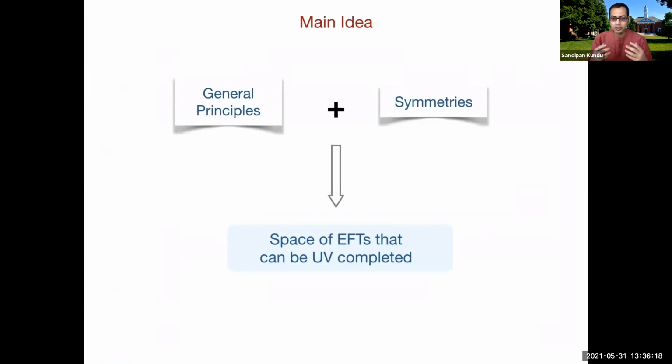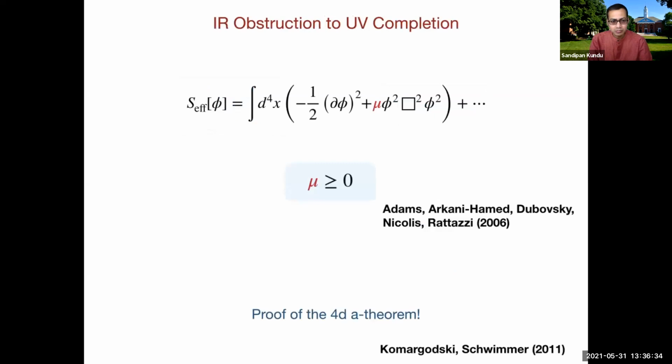For example, Conformal Bootstrap program is an example of this general idea. However, as I said, this is not a new idea, and there are many examples of this general idea in physics, in high energy physics. So one of my favorite examples is this result from Adams, Arkani-Hamed, Dubovsky, Nicolis, and Rattazzi. This is a remarkable result. So the first step is to start with a scalar field with a shift symmetry.